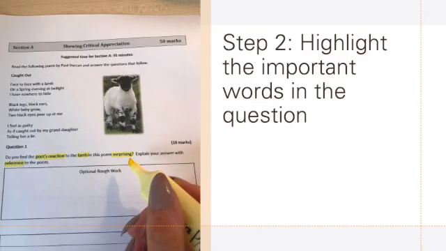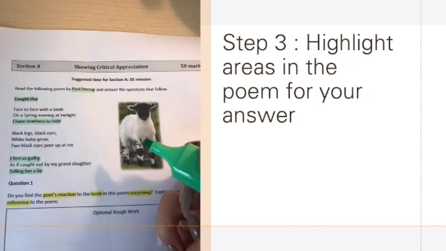So the second step then is to highlight the important words in the question. So we've read the question, now we need to highlight the important words. So again, the question is, do you find the poet's reaction to the lamb surprising in this poem? Explain your answer with reference to the poem. And the areas that I have highlighted are poet's reaction, lamb, surprising, reference. Okay? Step 3 is to highlight the areas in the poem for your answer. So highlight what parts you might be using in your answer.